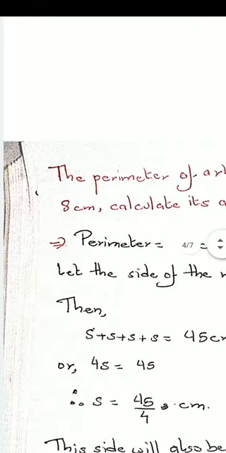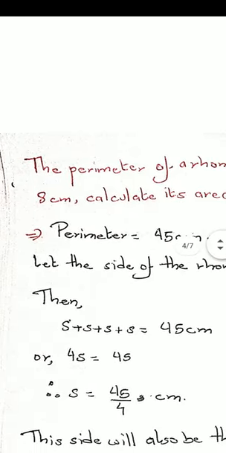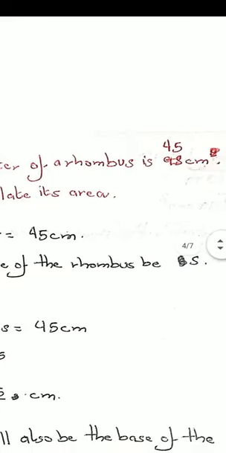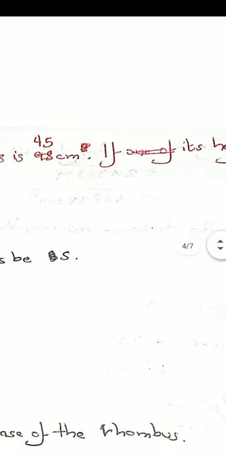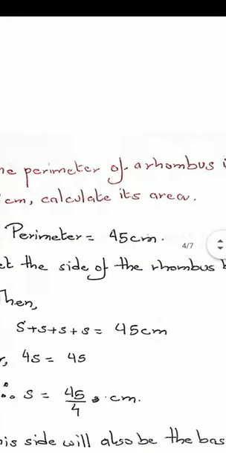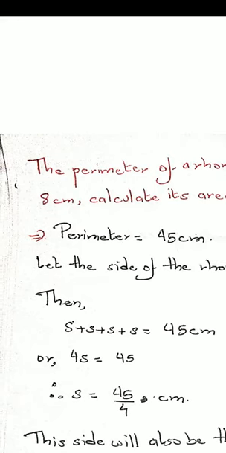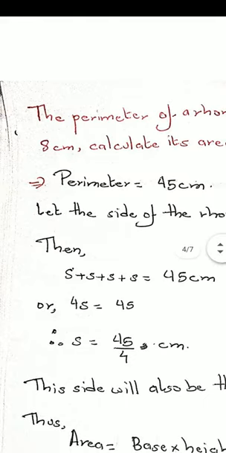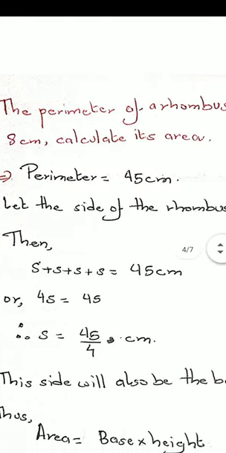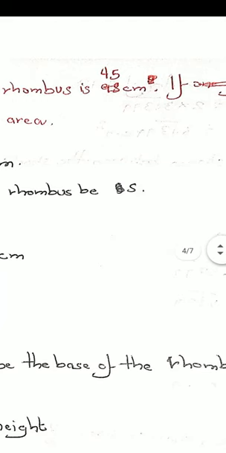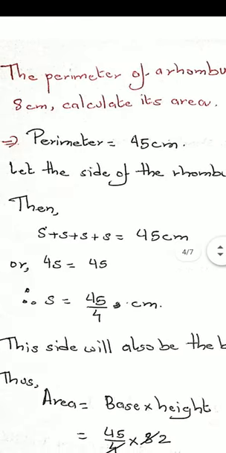So let's go to the other problem that I have. The question reads as, the perimeter of a rhombus is 45 centimeter. If its height is 8 centimeter, calculate its area. So let us start solving the problem. The perimeter is already given as 45 centimeter. So let the side of the rhombus be s. Then its perimeter is side plus side plus side plus side equals 45 centimeter, or 4s equals 45. You could have directly written 4s equals 45 as well.